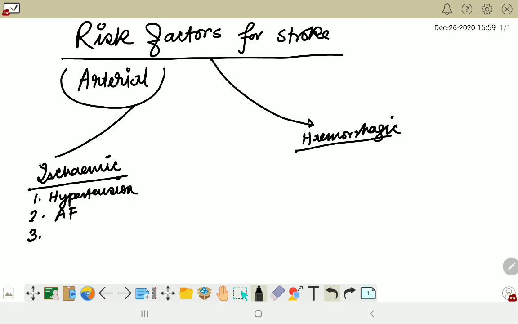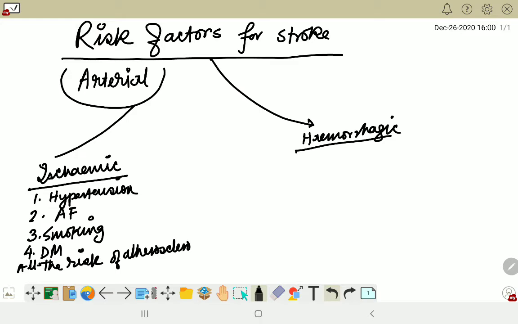The third important risk factor which can contribute to stroke is smoking. Fourth is diabetes mellitus, and subsequently all the other risk factors for atherosclerosis would come as risk factors for ischemic stroke. So for example, hyperlipidemia, old age, male sex, obesity, sedentary lifestyle, poor eating habits, etc. All of these will come as risk factors for ischemic stroke.